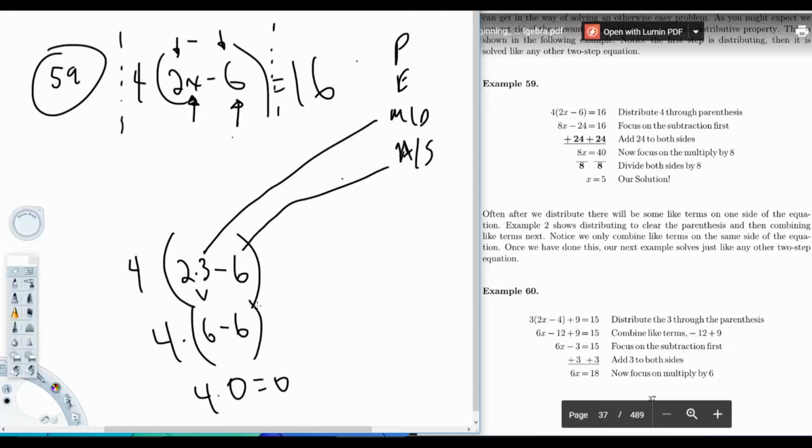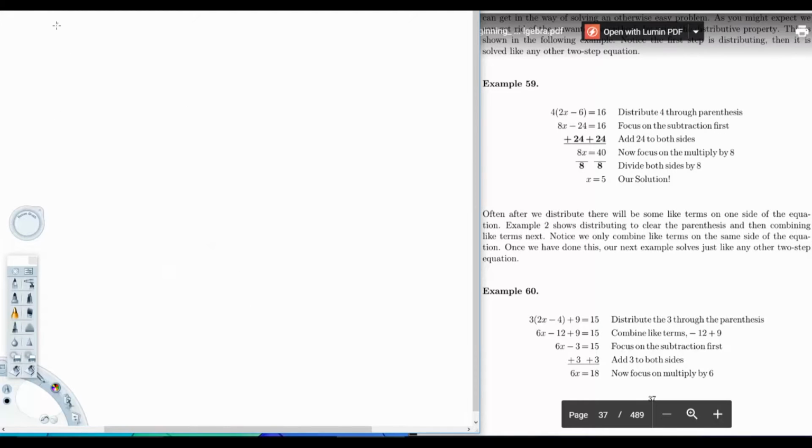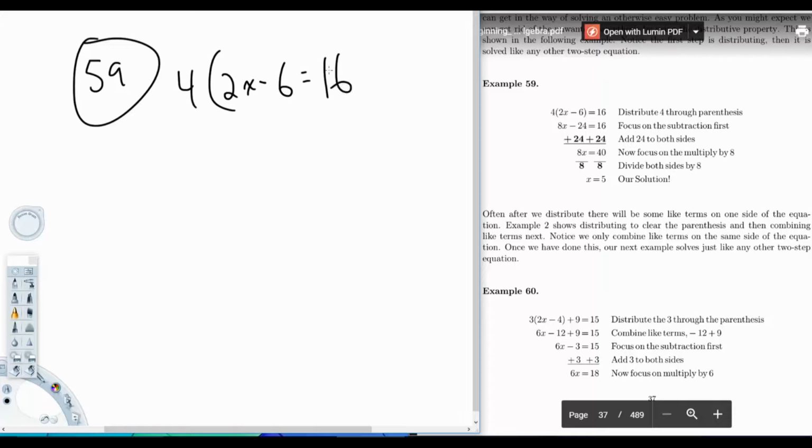That example sucks. Let me think of a better one. 59, well, it's the good answer, but I'm trying to make a broader point here. 2x minus 6 equals 16.